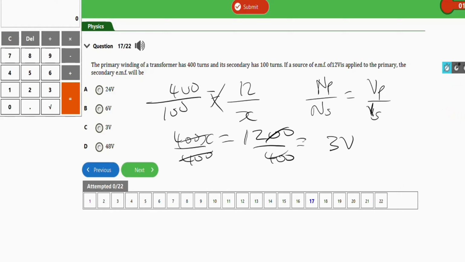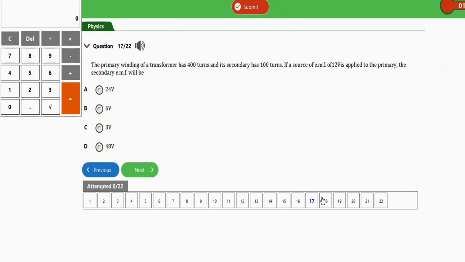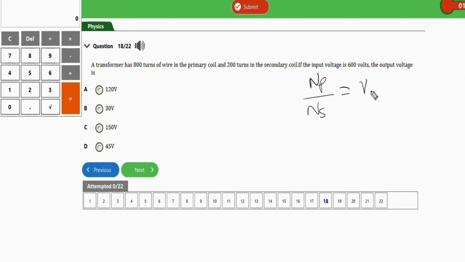Let's wipe this now and solve the next repeated question. It says a transformer has 800 turns of wire in the primary coil and 200 turns in the secondary coil. If the input voltage is 600 volts, the output voltage is? Okay, so you still apply NP over NS equals VP over VS. So guys, you should note by now that this formula is very important. So this will give us NP, 800 over 200 equals VP, 600 over X. I'm looking for the VS.